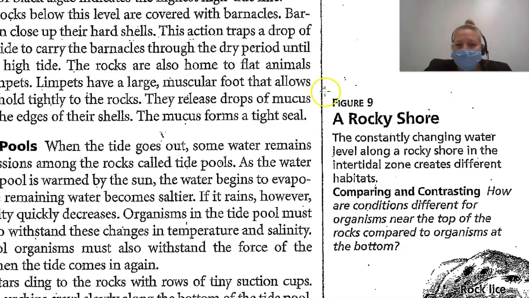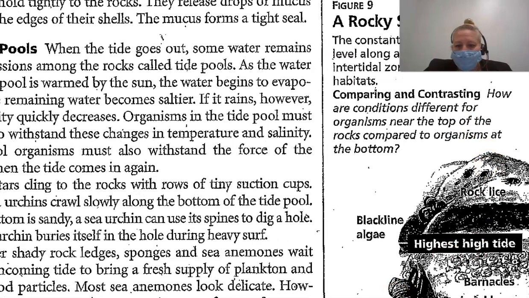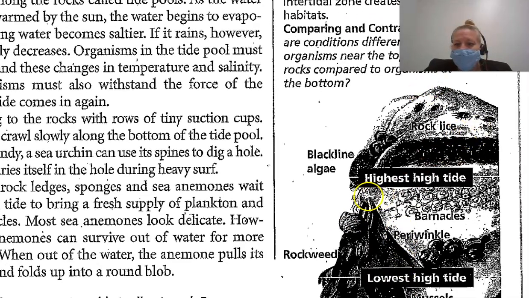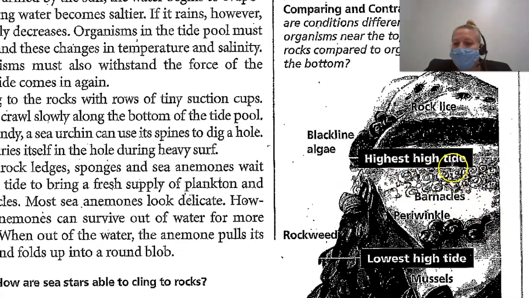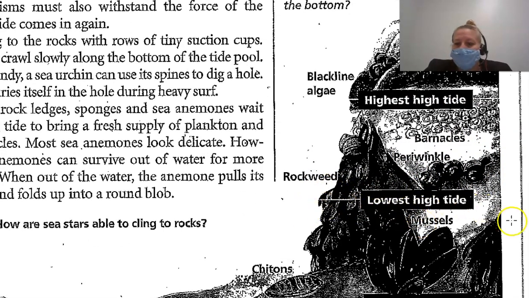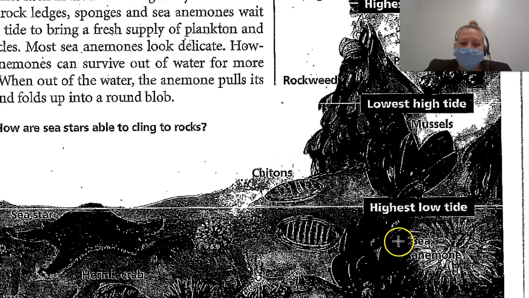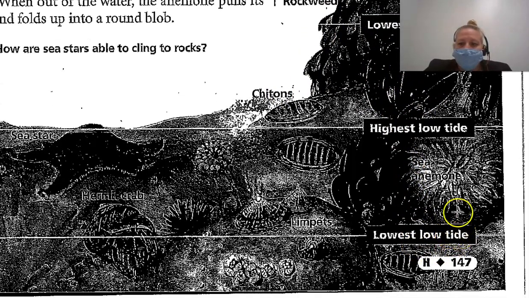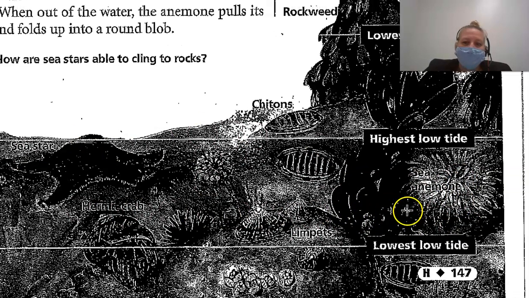Okay, let's zoom in here. Okay, let's move over here. Okay, so we have the rock line. We have this black algae line. This is the highest high tide. We have the barnacles. They're like little clamshells. We have periwinkle. We have rockweed. This is our lowest high tide, where we have the mussels and the chitons here. And then, so this was the lowest high tide. This is the lowest low tide. So you can see we have the sea star, we have the limpets, we have the hermit crab. We have the sea anemone, all of these that are kind of in this harsh intertidal zone.